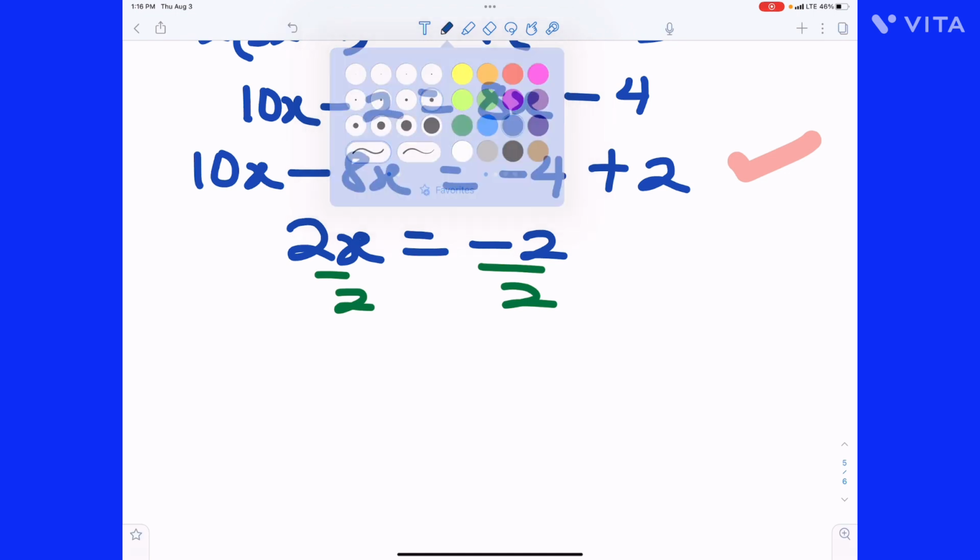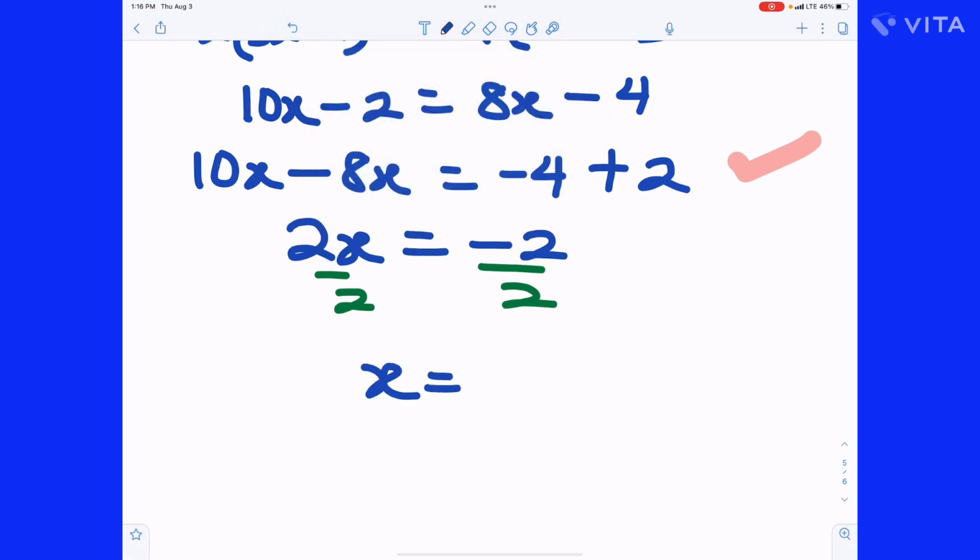That gives me x is equal to what? Minus 1. 2 here 1, 2 here 1. Then 2 in minus 2 will give you minus 1. So, take that as the first set of examples.